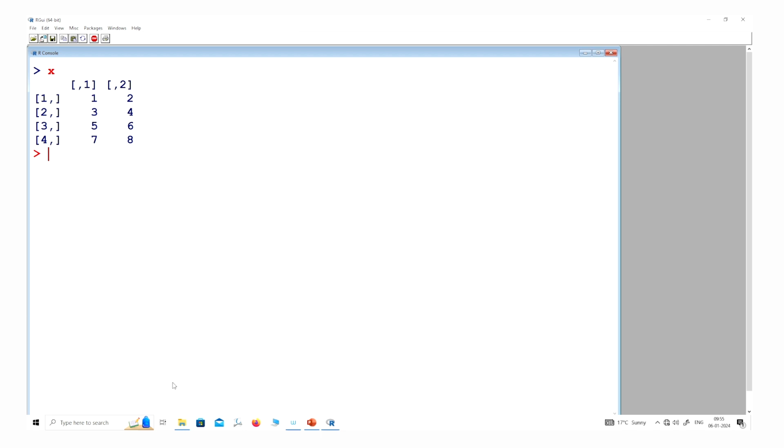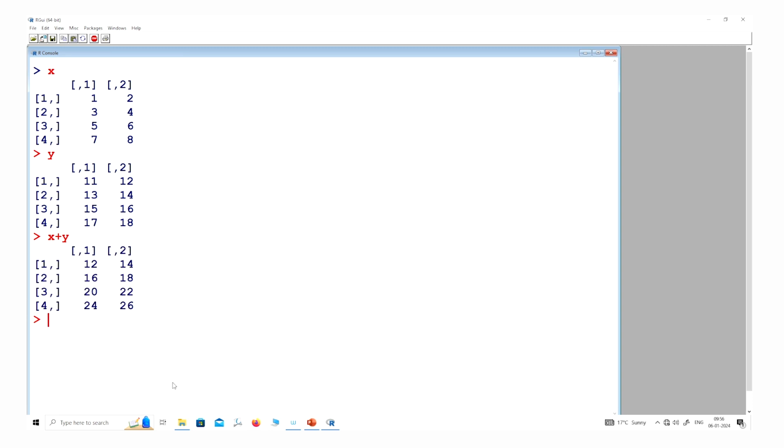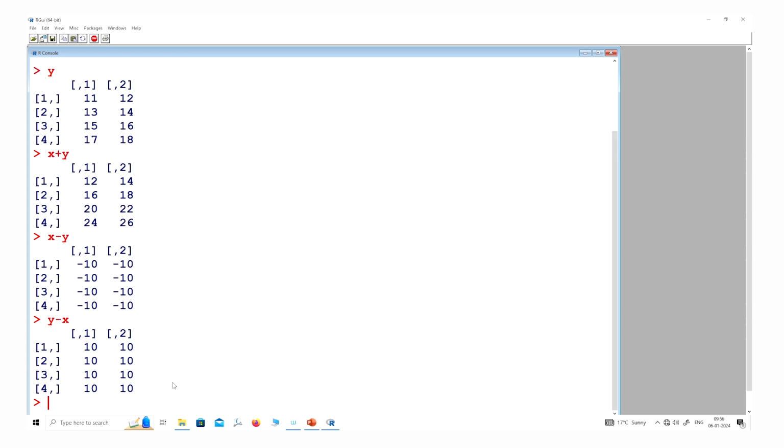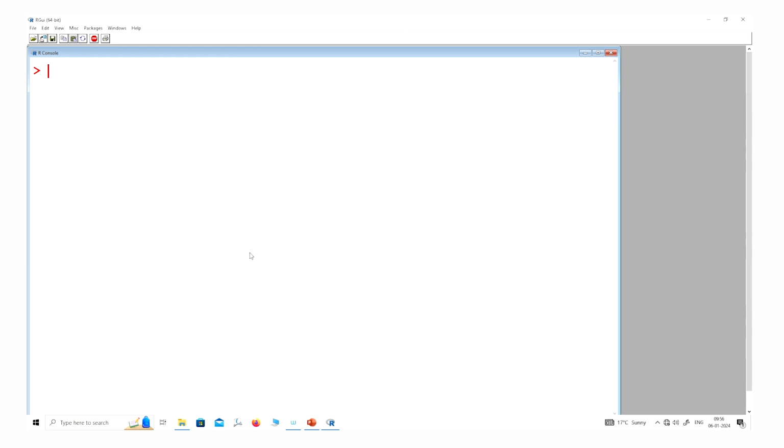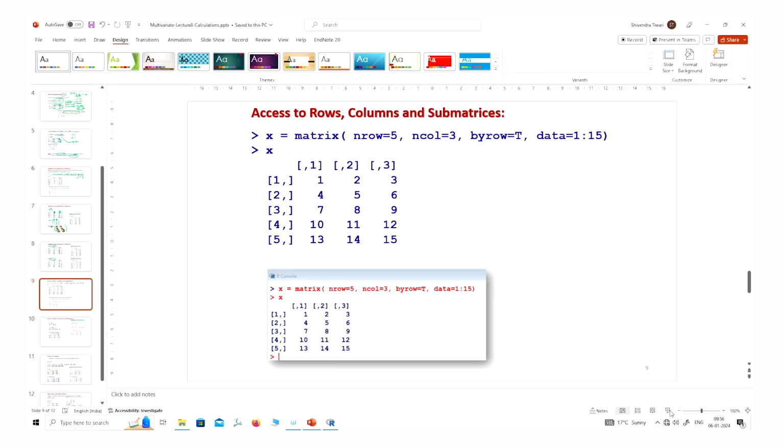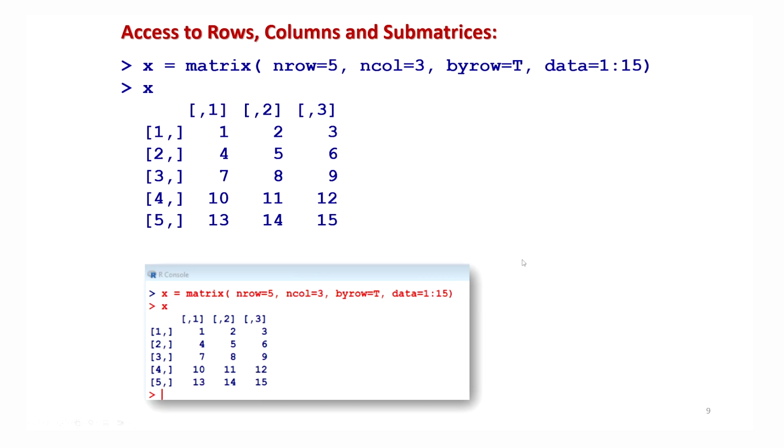So let me clear the screen so that you can see it clearly. Now if you try to see x plus y, element-wise addition will happen, and x minus y, this will happen, and if you see y minus x, then this is also happening, right? So now you can be confident that addition and subtraction in the R software are not difficult and they can be done exactly in the same way, right?